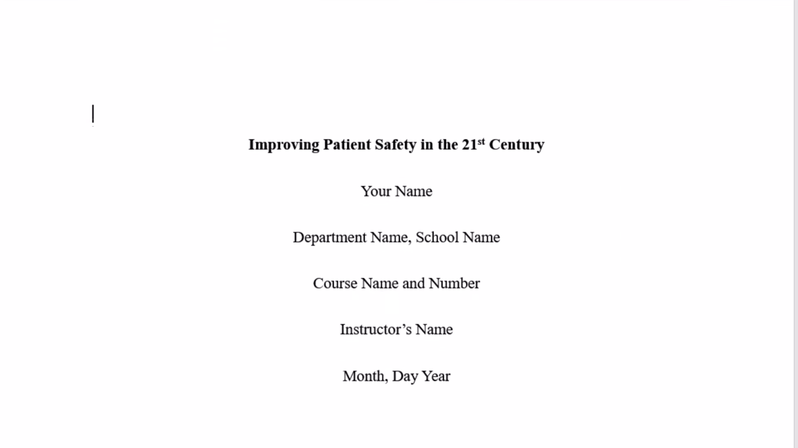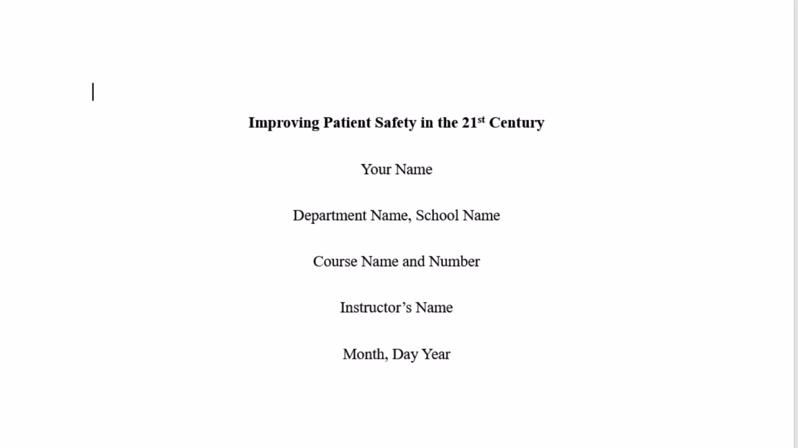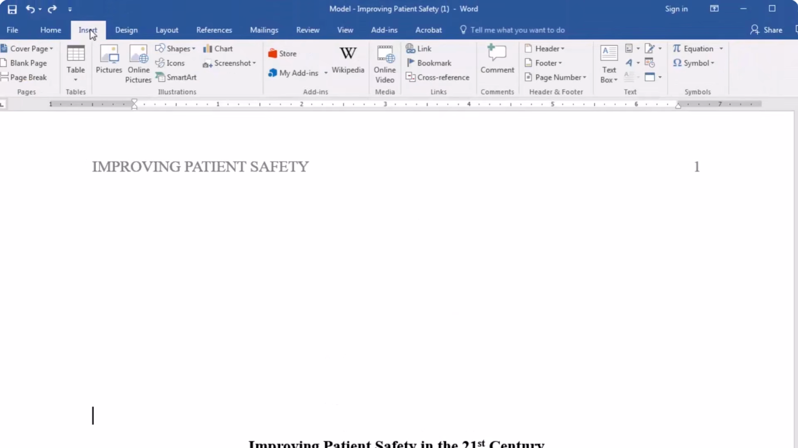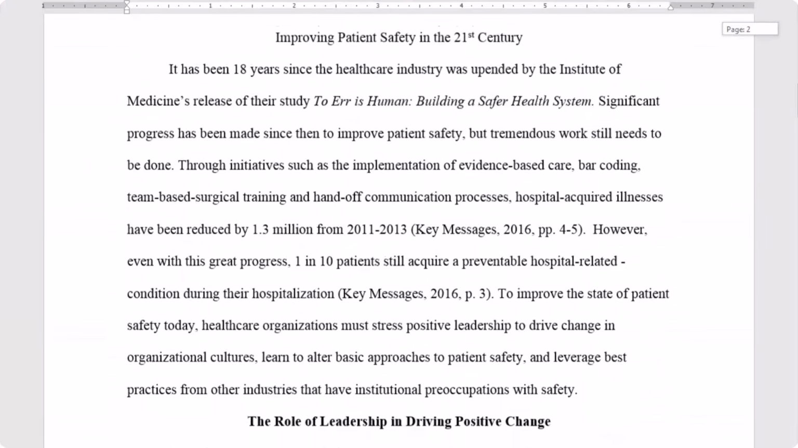Exit the header area, and then in the approximate middle of the page, type the full title of your paper, double space, your name, double space, and then the name of your school. It's best at this point to insert a page break to separate the title page from the rest of your paper. So go up to Insert, then Pages, then Page Break. This will take you to your first body page.